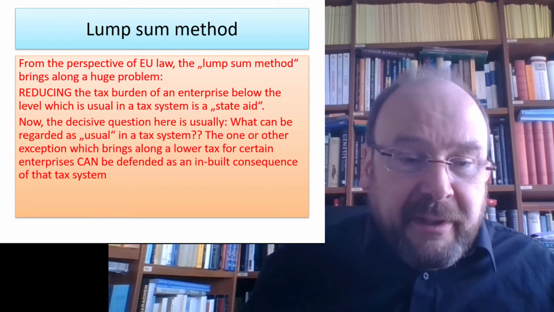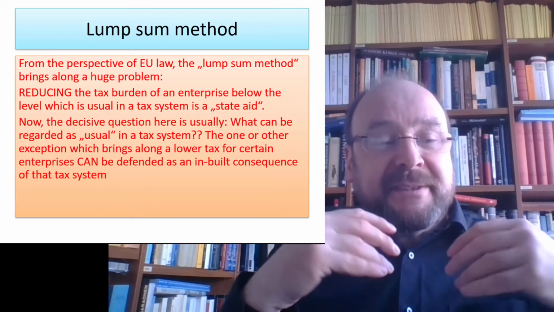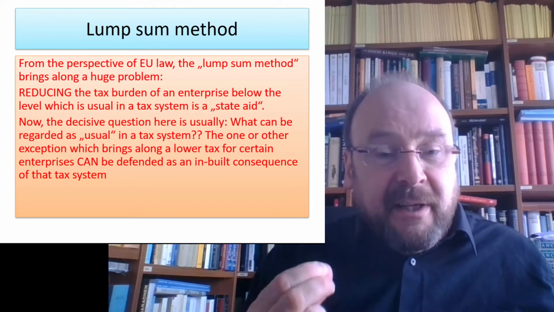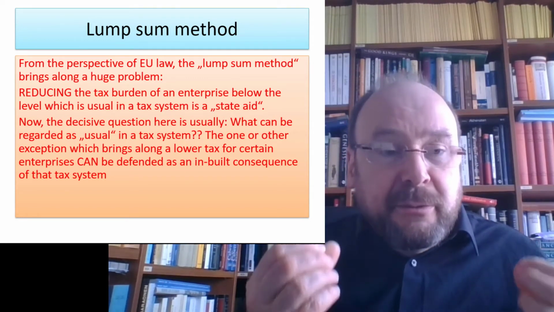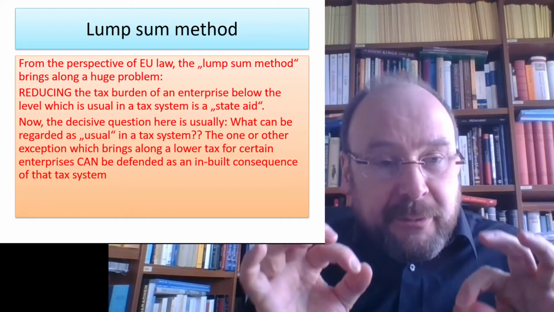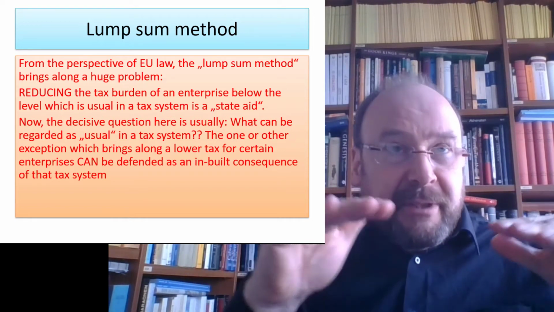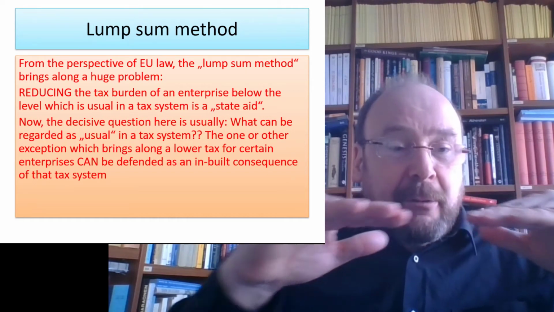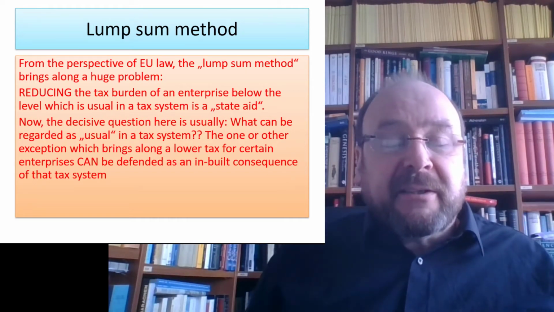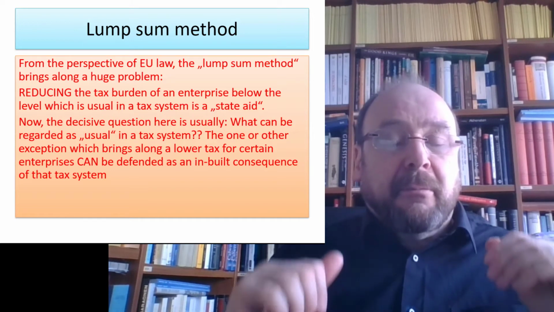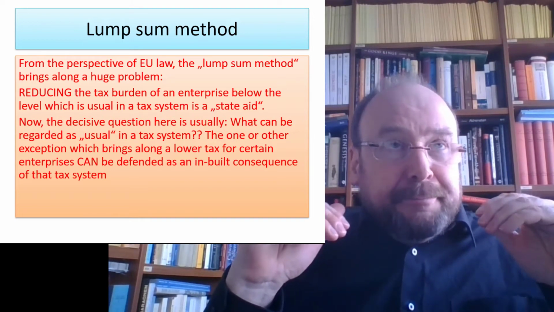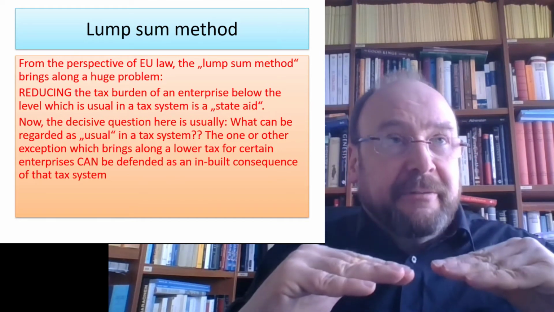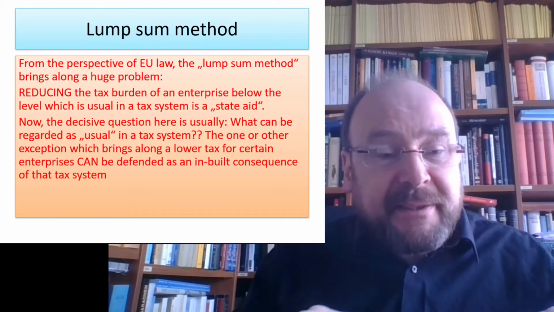The only thing by which you can very often save a favorable tax rule in real life is the argument that you say, we do not reduce by this rule the tax burden of an enterprise below the usual level, because that rule is our usual level. That rule follows from the logic of our system. So it's not a deviation from the usual level. It defines the usual level.